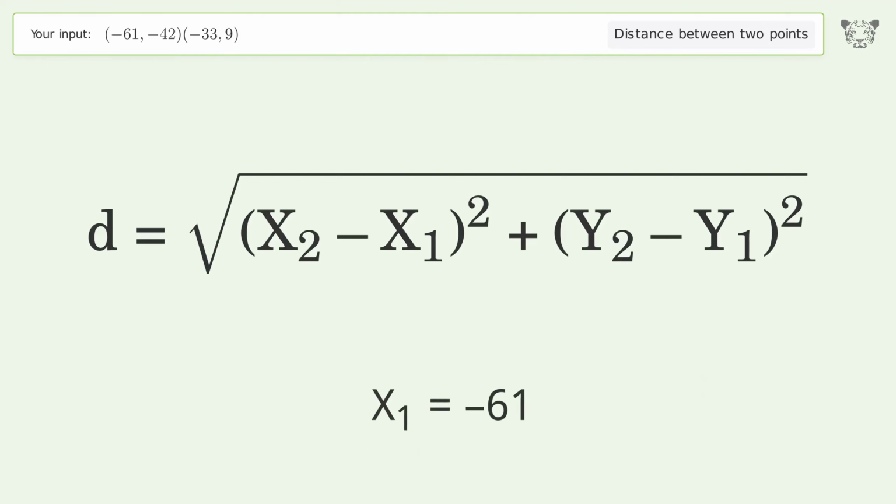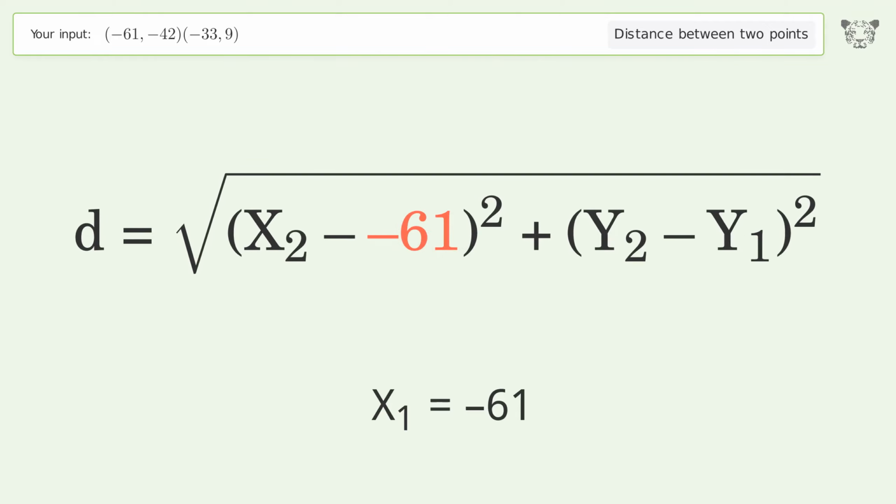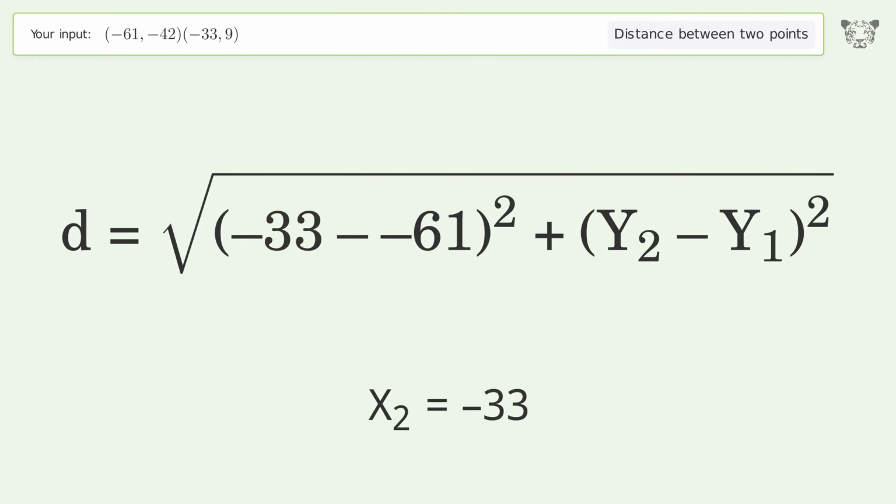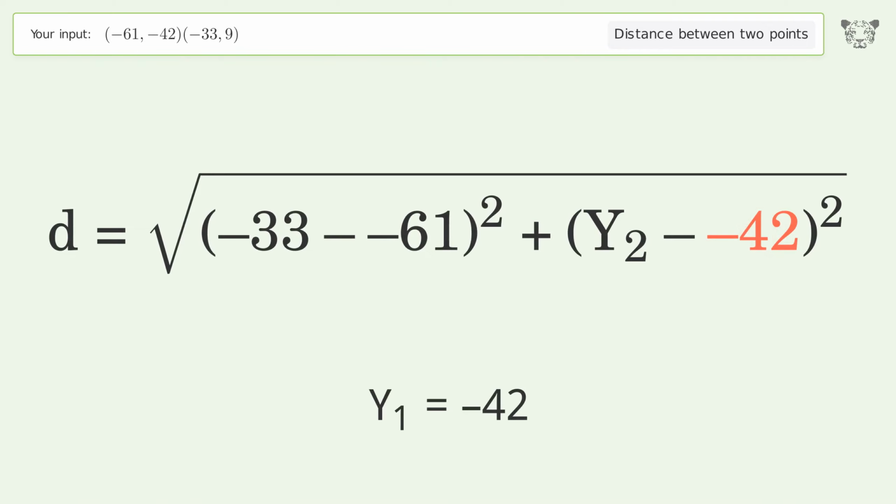x1 equals -61. x2 equals -33. y1 equals -42. y2 equals 9.